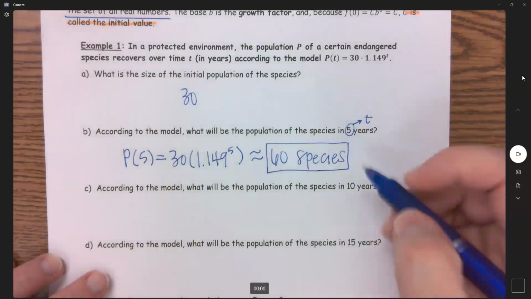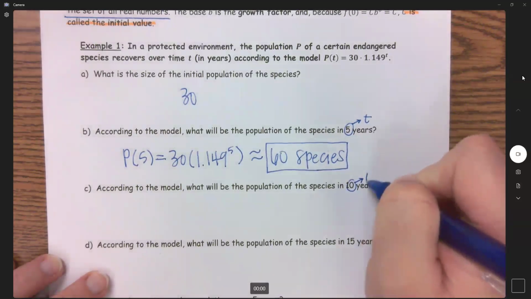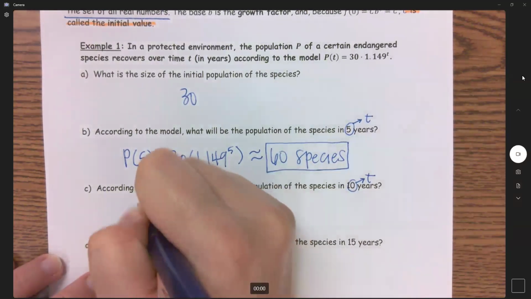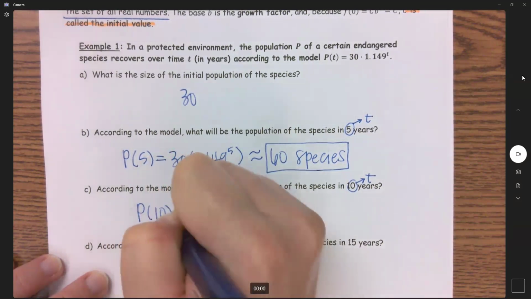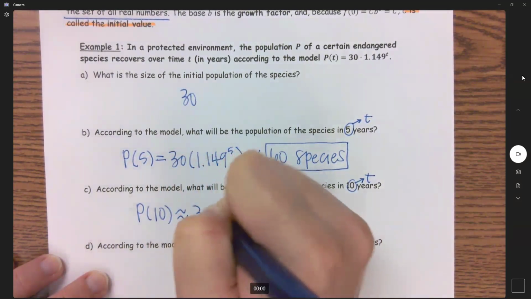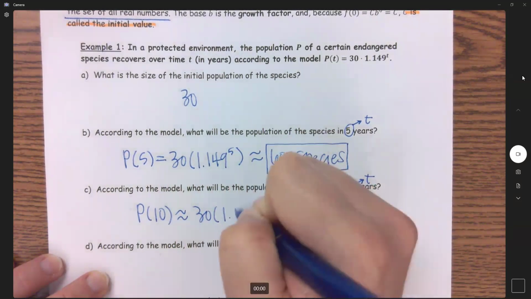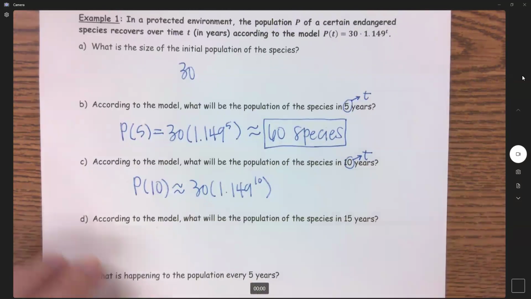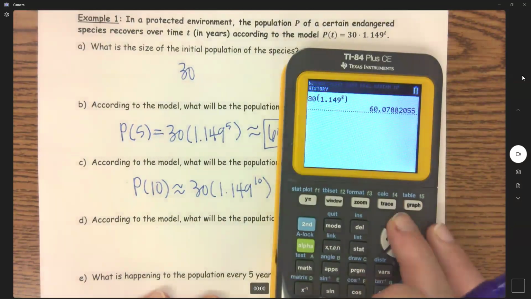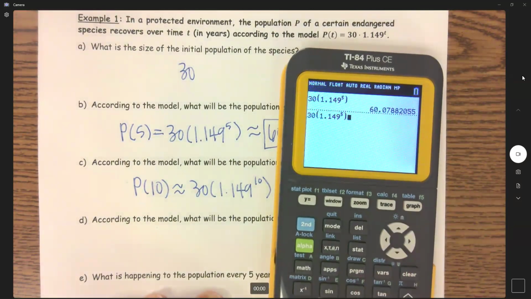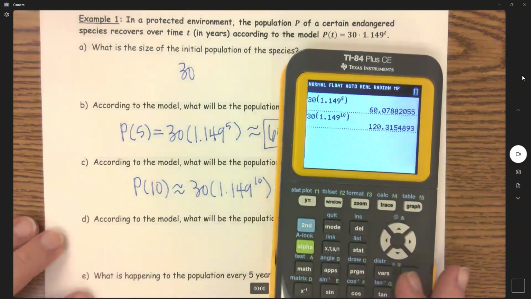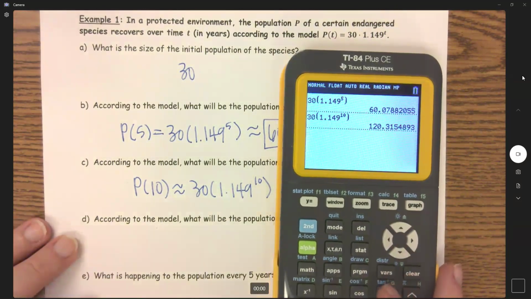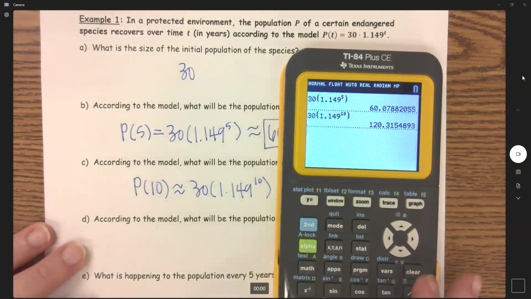Okay, what will it be in 10 years? So this is my new t. Now let's find P of 10. So 30 times 1.149 to the 10th power. All we need to do is arrow up, highlight, and change that 5 to a 10. If again I'm rounding to the nearest whole number, whole animal, it's 120.